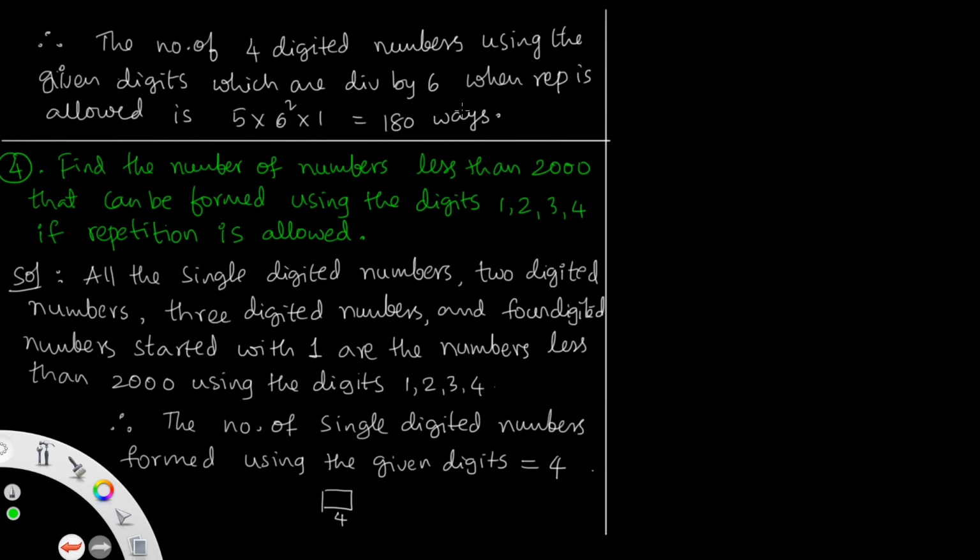Last question. Find the number of numbers less than 2000 that can be formed using the digits 1, 2, 3, 4 if repetitions are allowed. The number of numbers is being asked.